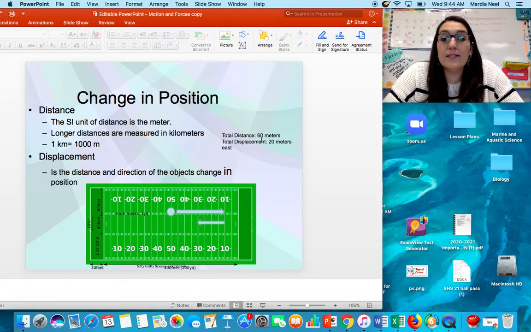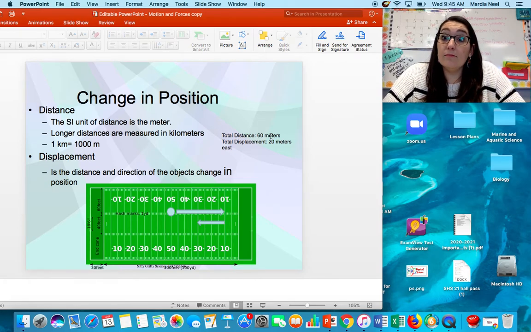So the total distance, that says meters, that should be yards, would be, we're going to start from where the ball started. So we went 10, 20, 30, 40. Then the ball traveled back this way, 50, 60 yards. Obviously, we don't measure in yards in science, but I'm using a football field, and we measure football fields in yards in America.